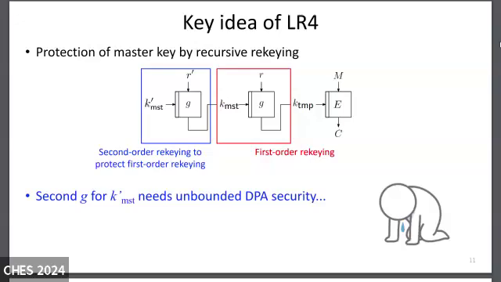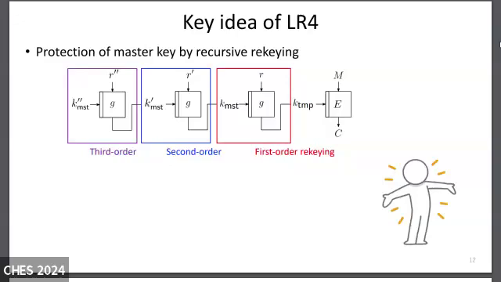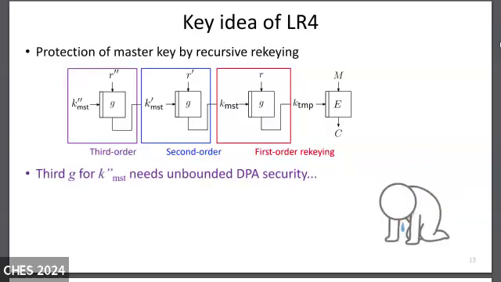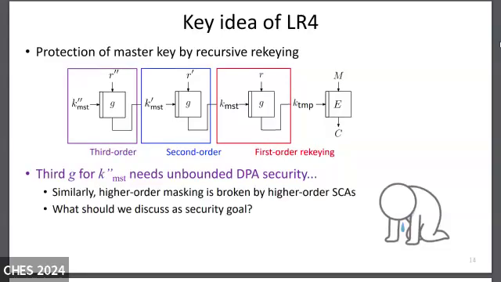One promising way is to use third order leaking to protect this module. This is a promising way if we ignore one critical problem: we need unbounded security for the third order leaking. Okay, I'm actually serious. This is similar to the case of higher order masking, because higher order masking can be broken by higher order SCA. But I believe higher order masking makes sense in practice.